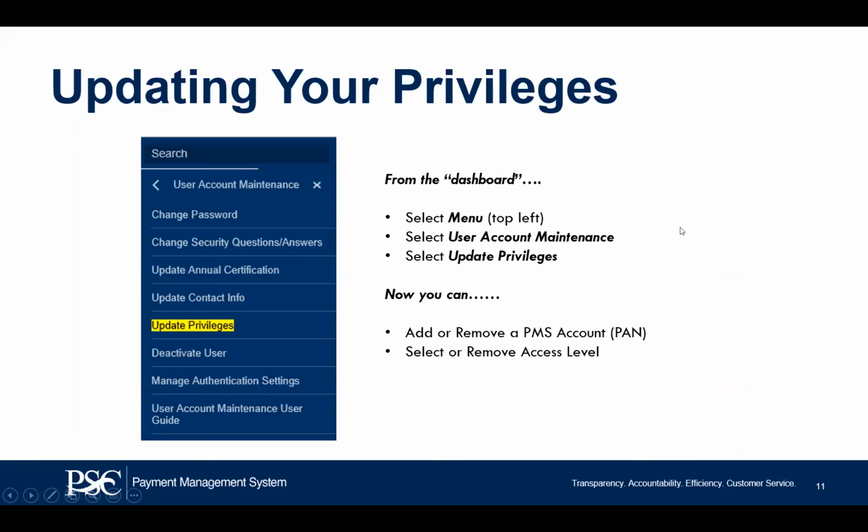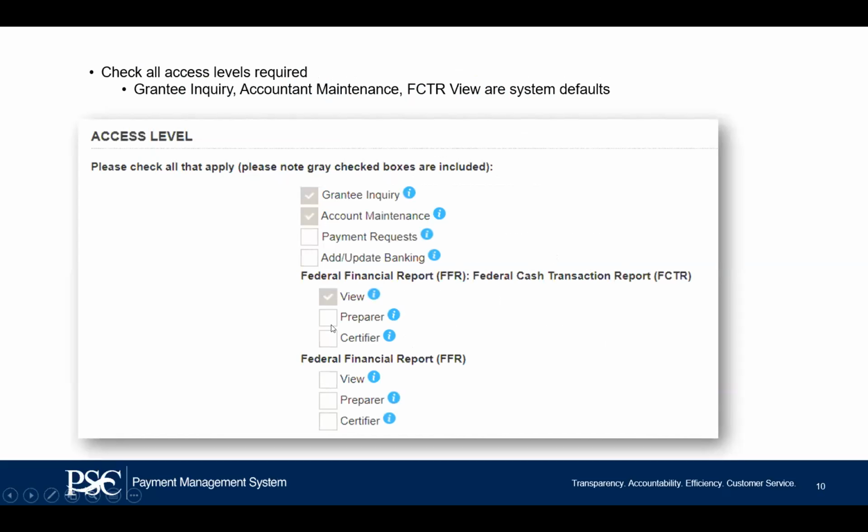If you already have access to PMS and you need to update your profile information, then from your menu from the dashboard, you're going to go to Update Privileges. When you go to Update Privileges, it'll take you to the screen. And if you need to update your privileges, you just go to the bottom and it'll take you to the access level screen and you'll make your selection.